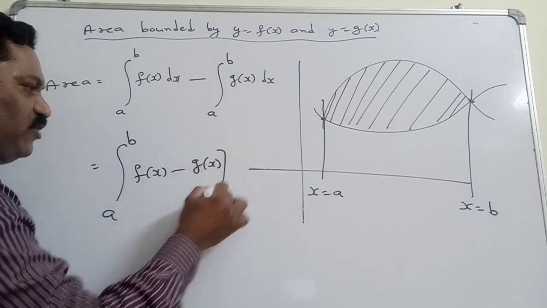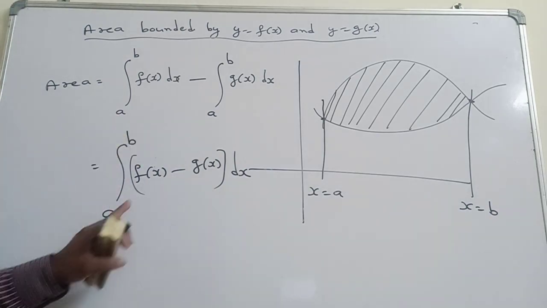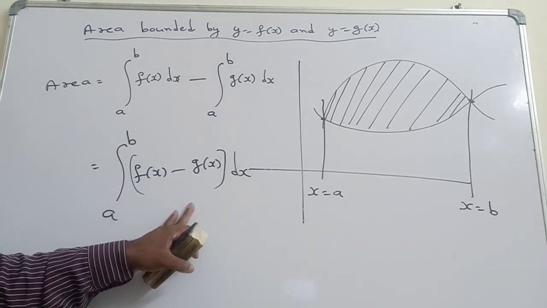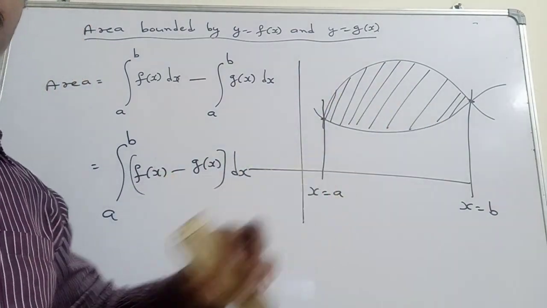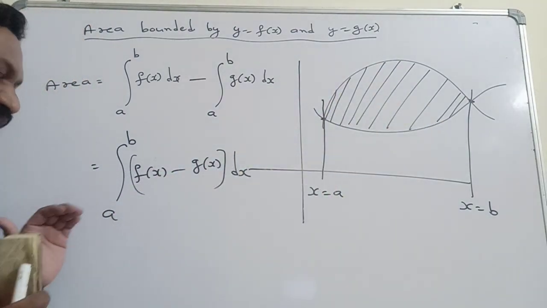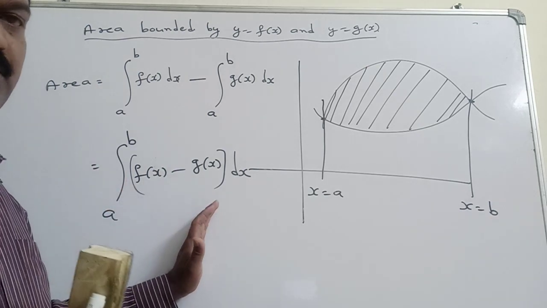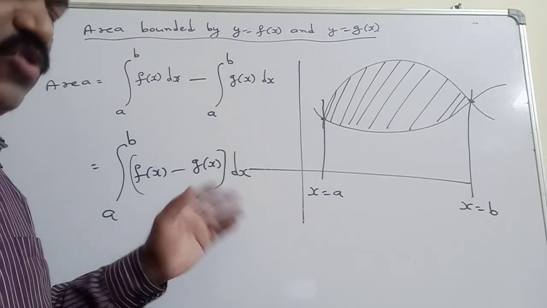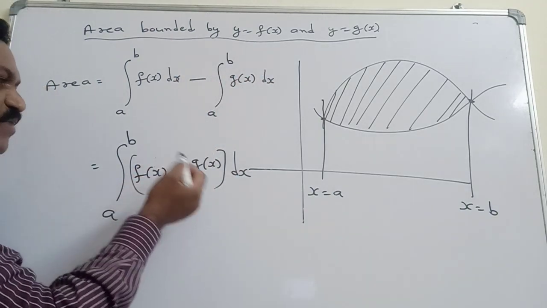You can take the integral from a to b common, so you can write the integral from a to b of f of x minus g of x, where f of x is the upper curve and g of x is the lower curve. Therefore, to find that area, we take the integral from a to b of upper curve minus lower curve. Suppose you don't know which is the upper curve and which is the lower curve, then we'll take one curve minus the other curve.